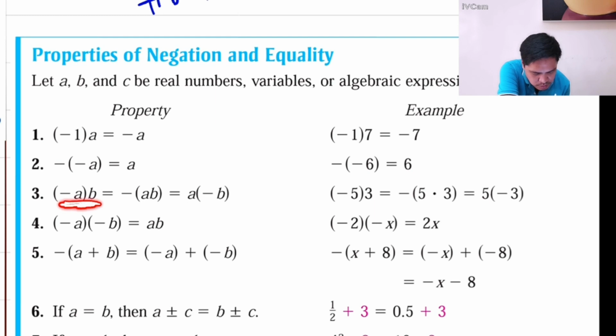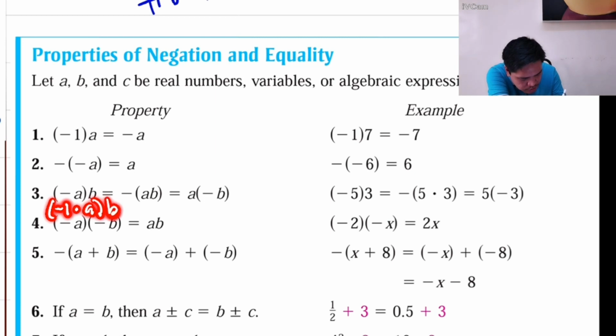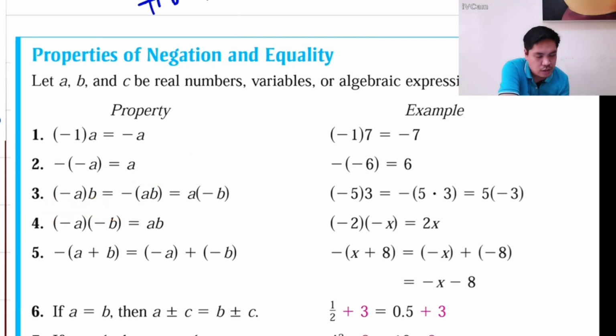Negative A times B, that's equal to, you could take out negative 1 and just multiply A and B. So this is similar to sa to, associative property, di ba? We could imagine this as negative 1 times A times B. So that is the same as negative 1 times A times B. Di ba? So still associative, but we are looking at negative 1. Okay? And that is still equal to A times negative B. Or the same as A times negative 1 times B. Di ba? So associative gihapon siya.